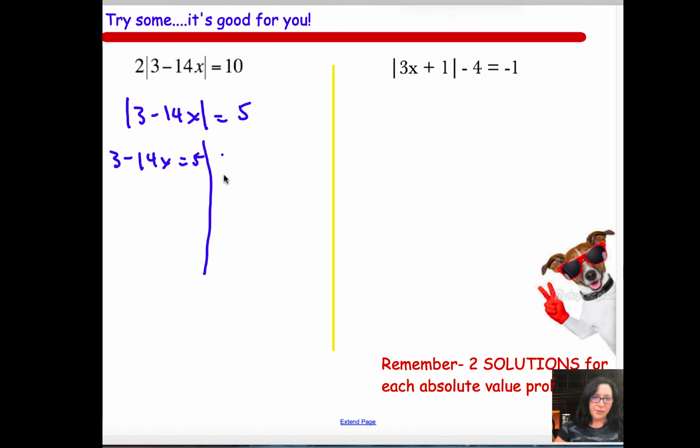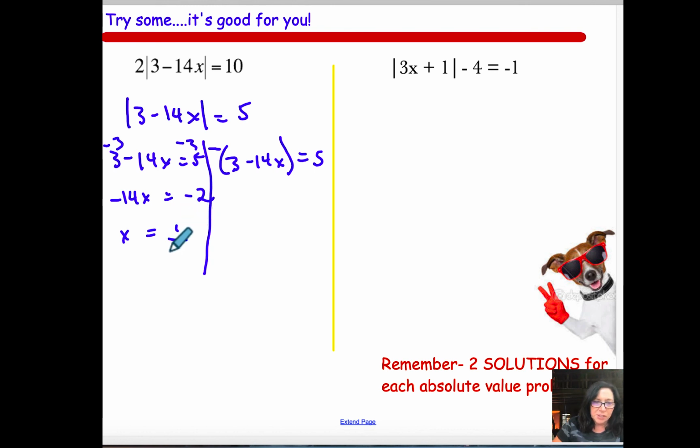So on this side, I'm going to rewrite this, and I'm going to get 3 minus 14x equals 5, and make sure that that's a negative, because that's the opposite. One's positive, one's negative. So I'm going to subtract 3 from both sides. If I subtract 3 from both sides, I get negative 14x is equal to negative 2. X is equal to 2 over 14, which is 1 over 7. So there's one of my answers.